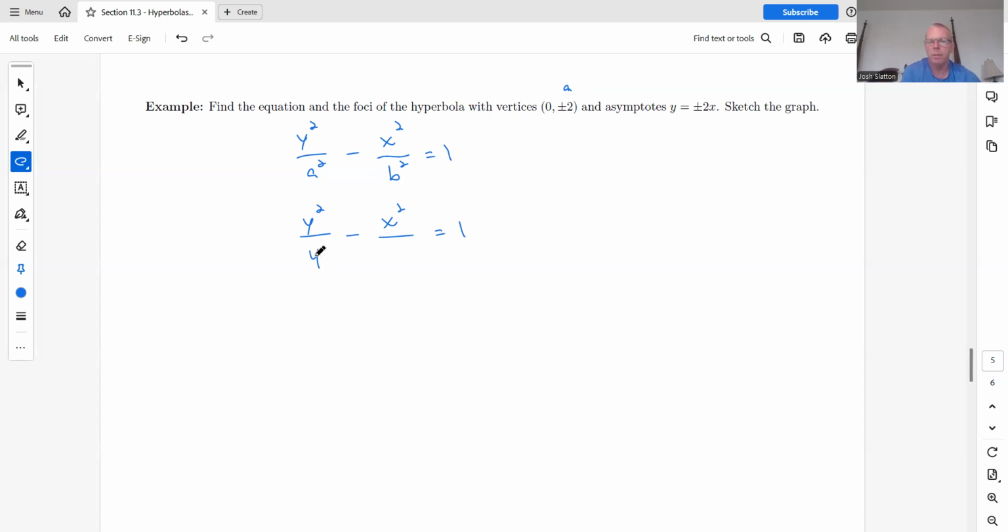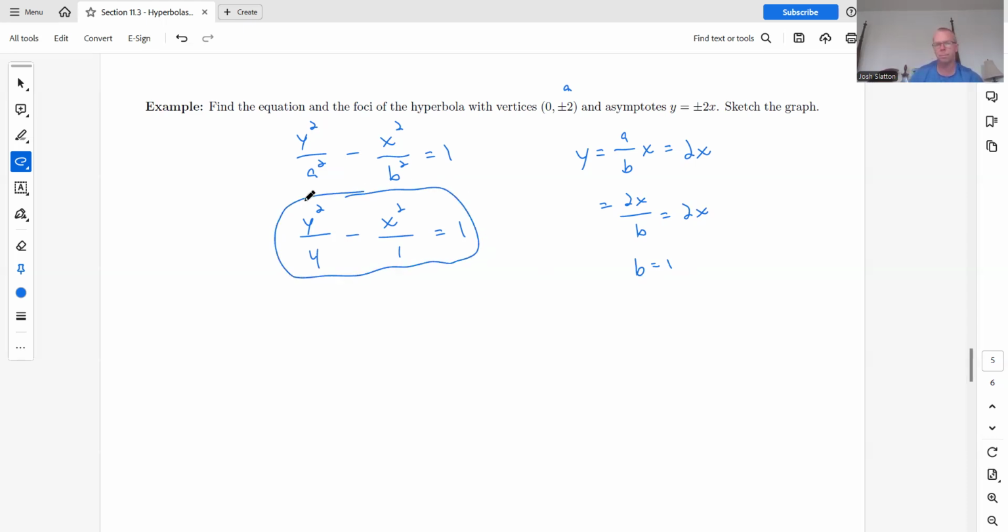Well, we know that 2 will be on top. So in this case, this will be a over b times x, and we know that that equals 2x. And so the a is 2, so 2x over b equals 2x. And so this, of course, implies that b equals 1. And of course, you don't really need to write the 1, but we'd already kind of started that. And so there you go. And so that's what we get.